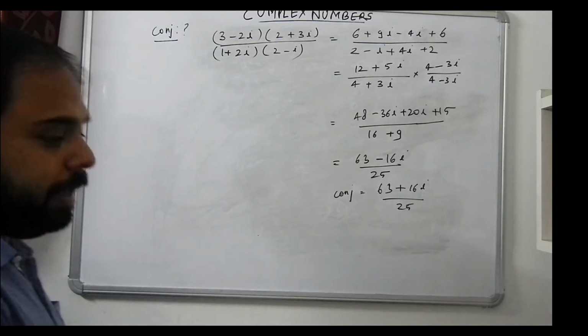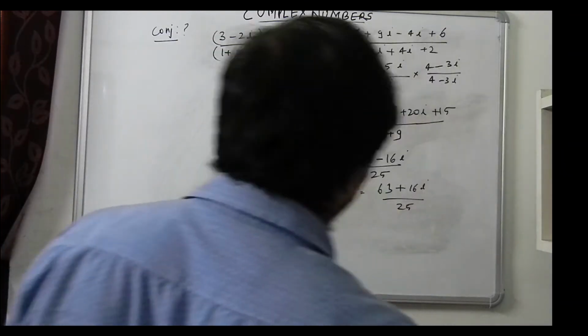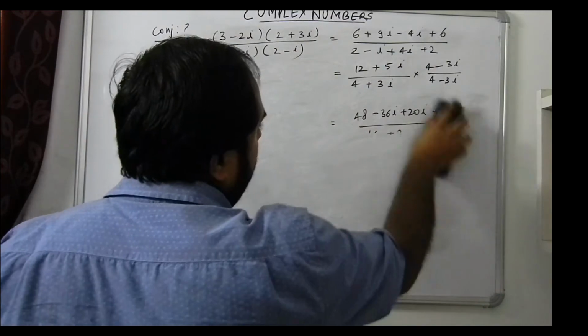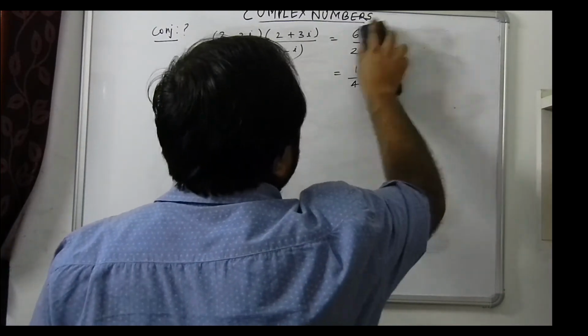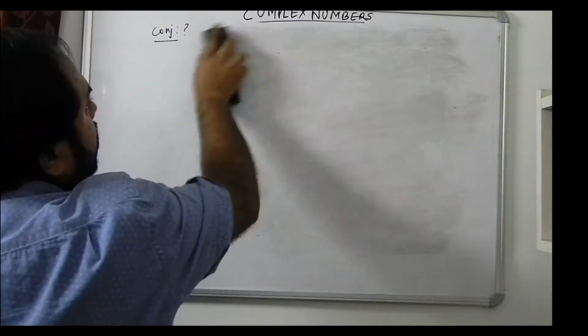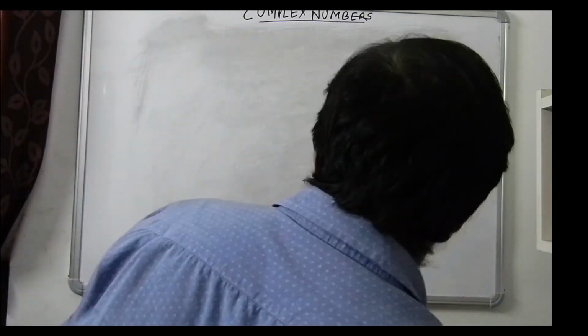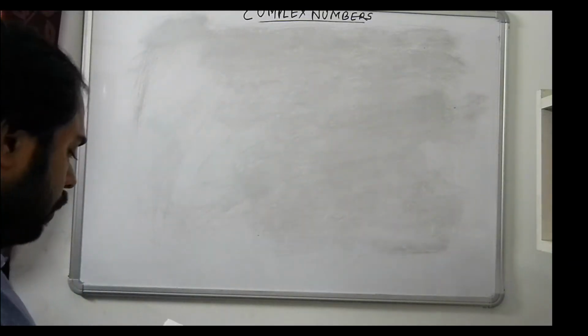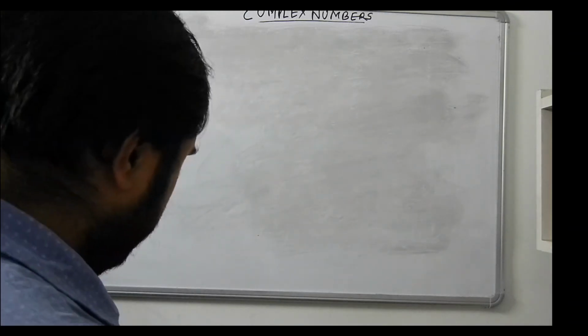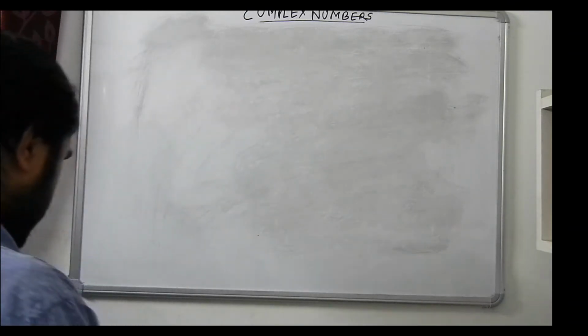Okay, so that's a pretty straightforward question. Nothing much to be done here. Now, let's take another example quickly. The question says, find the modulus and argument of the complex number. So we have to find the modulus and the argument.